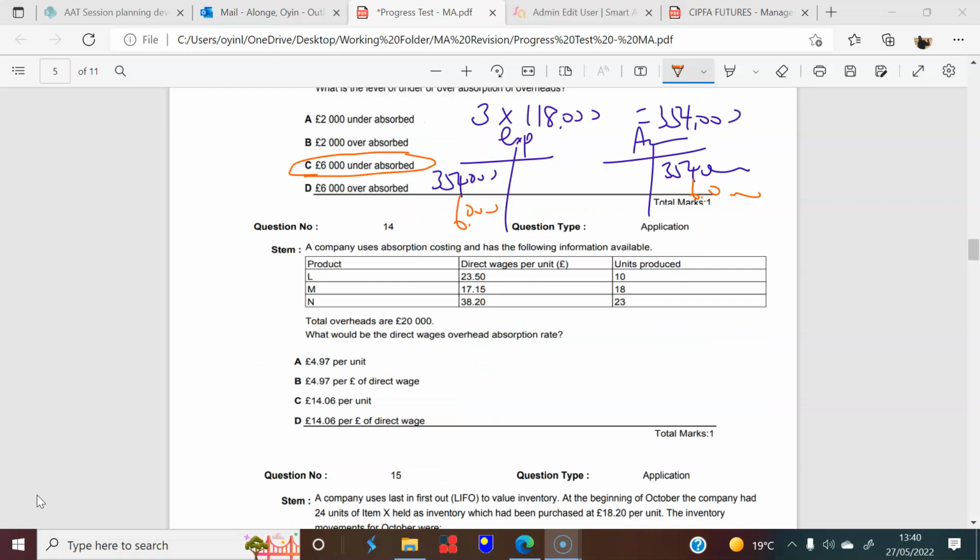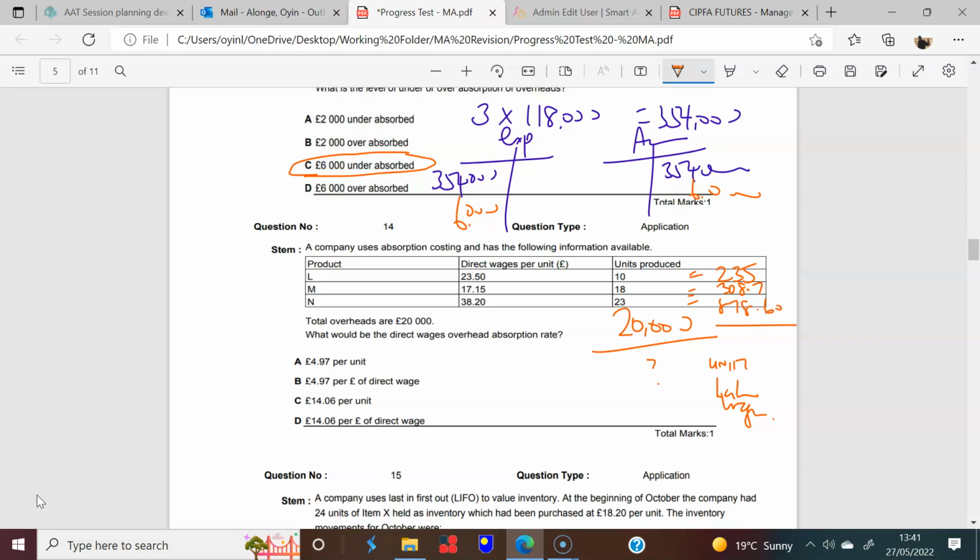Question 14. Here they're asking us to do an absorption. We're wanting to absorb 20,000. Either you use units or labor hours, but it's possible to use wages to find the absorption rate per pound of wage, in effect. It's very interesting. So we need to find the totals. 23.50 times 10 is 235. 17.15 times 18 is 308.70, and then finally 38.20 times 23 is 878.60. If you add all these together, you get a total of 1,422.3.